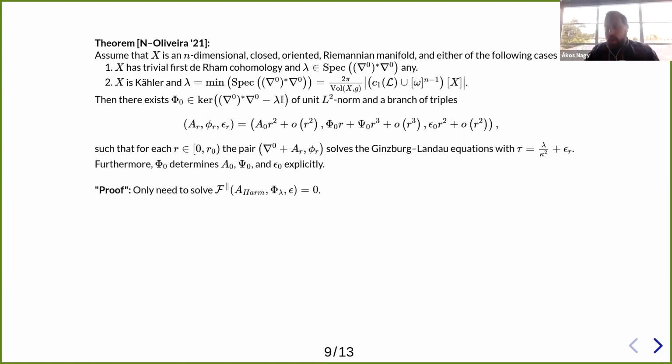So how would the proof go? Well, I only need to solve this finite dimensional equation. So remember, this F parallel is the following. I can quickly recap it for you. F was essentially the Ginzburg-Landau equation, right? I just put the left-hand sides of the Ginzburg-Landau equation in a vector, the first component, the second component, and I called it F. And then I argued that perpendicular to the obstruction space, I can always solve. I can make those components of this capital F 0, and now I only need to make the parts that are parallel to the obstruction space 0. So hypotheses 1 and 2, so either having no de Rham cohomology or being Kähler and lambda being minimal, are to make sure that you don't have to worry about the harmonic one forms.